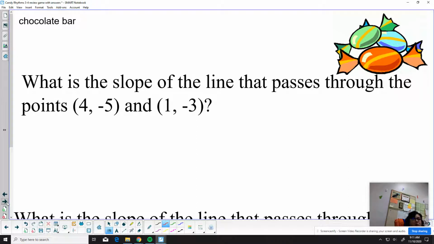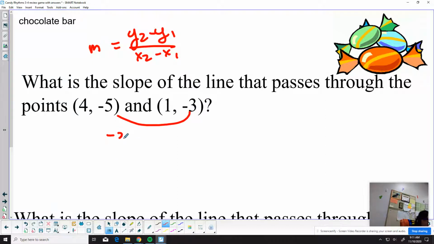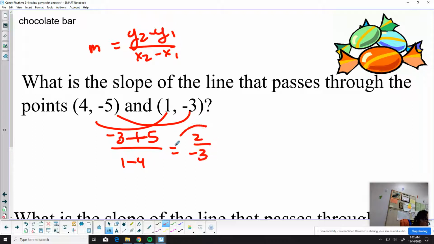All right, what's the slope of the line that passes through the point? This is where we're going to use the slope formula: y2 minus y1 over x2 minus x1 equals m, and the m is for slope. So negative 3 minus negative 5, and 1 minus 4. That makes a plus. So that's 2 over negative 3 as my slope for this one.